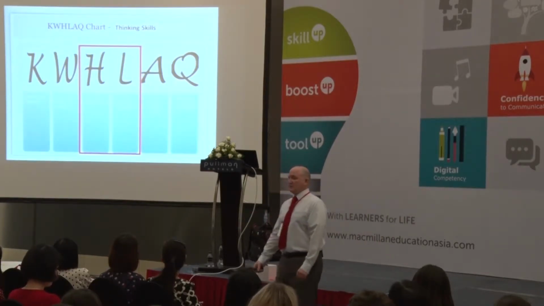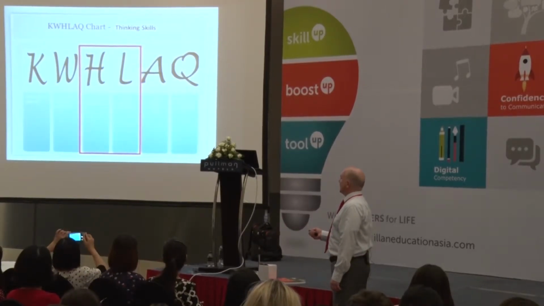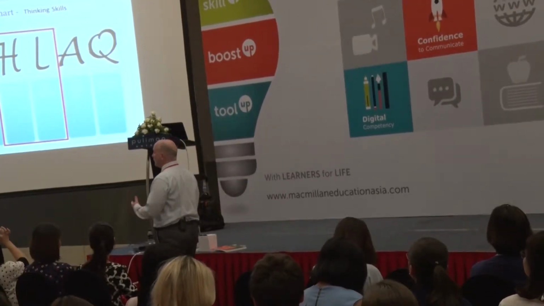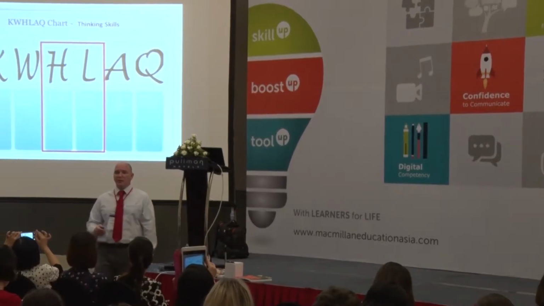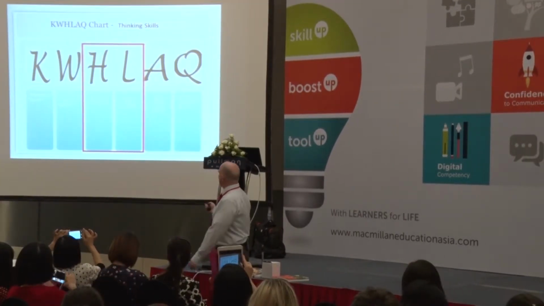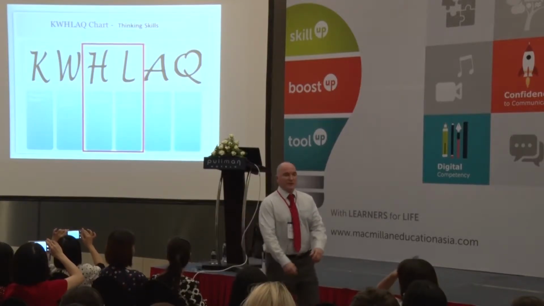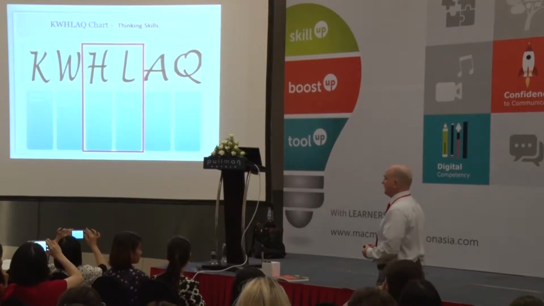Now, like we did this morning, we looked at the K, what I know about thinking skills, and the W, what do I want to know about thinking skills. So reflect on what we did this morning in the preliminary session. How do you find out? Well, you're here, hopefully. You'll find out the information you need to know about thinking skills.